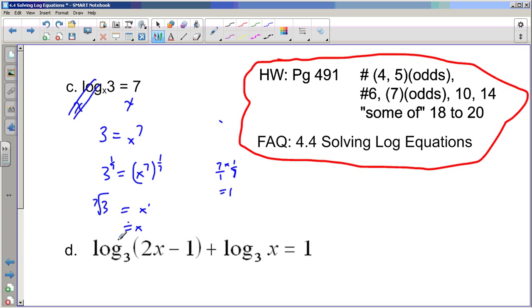Ask for calculator help. Probably, I wonder if I have my calculator. I don't have my calculator. I'll pause the video and get my calculator up so I can show you how I put that into the calculator, okay?